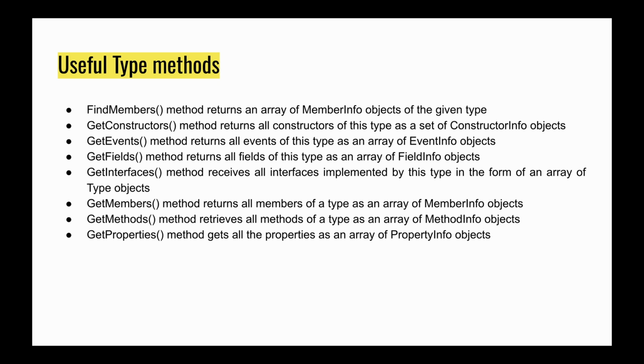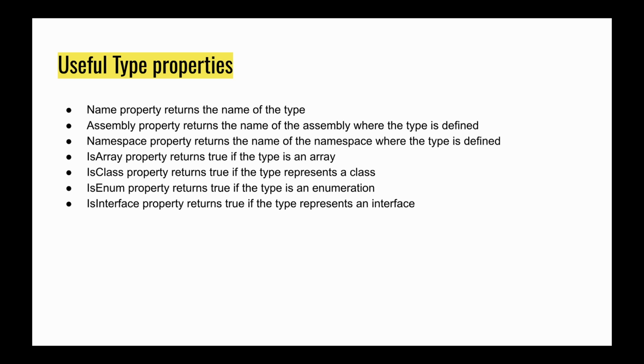The GetMethods method retrieves all methods of a type as an array of MethodInfo objects. The GetProperties method gets all the properties as an array of PropertyInfo objects. The Name property returns the name of the type. The Assembly property returns the name of the assembly where the type is defined. The Namespace property returns the name of the namespace where the type is defined. The IsArray property returns true if the type is an array. The IsClass property returns true if the type represents a class. The IsEnum property returns true if the type is an enumeration. The IsInterface property returns true if the type represents an interface.